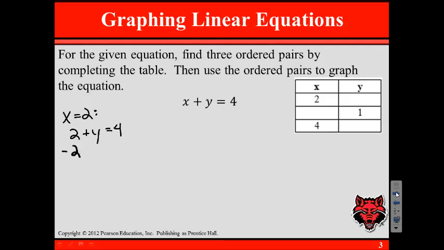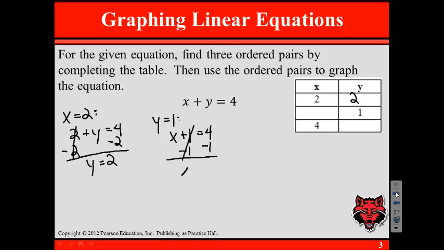We isolate y by subtracting 2 from each side. That gives us y equals 2. We go to the next set of coordinates, and we see that we know the y coordinate, but we don't know the x coordinate. So we replace y with 1, and that gives us x plus 1 equals 4. Subtract 1 from each side, and x equals 3.